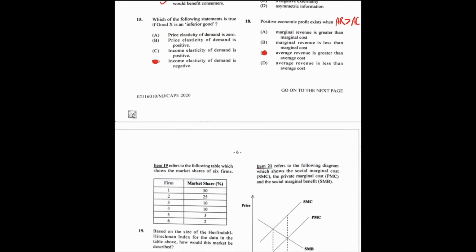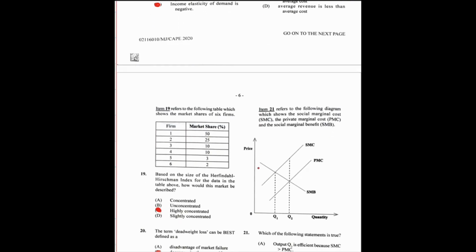Okay, continuing. It says based on the size of the Herfindahl-Hirschman index for the data in the table above, how would this market be described? Again, remember how to calculate the HHI. We have to list out the market shares of each firm and square them. So that's 50, 25, 10, 10 again, 3 and 2. And this would all add up to 3,338. And then remember we say that anything above 1,800 would be considered highly concentrated. So the answer will be C.